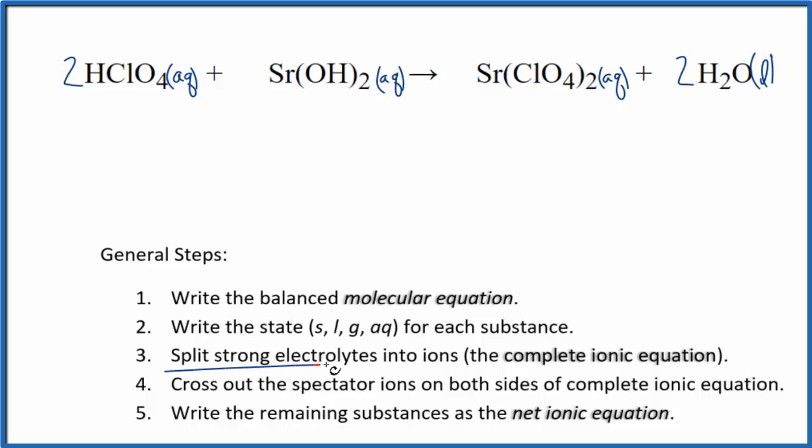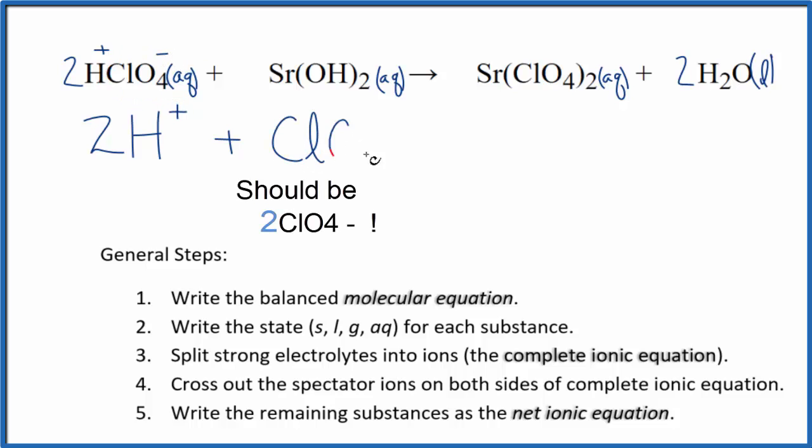Now we can split the strong electrolytes into their ions, and that's going to give us the complete ionic equation. So hydrogen, group 1 on the periodic table, that's 1 plus. So we'll have 2 hydrogen ions. I'll write the states later. Plus, I have the perchlorate ion right here. This whole thing is 1 minus. So I'll have ClO4 minus.